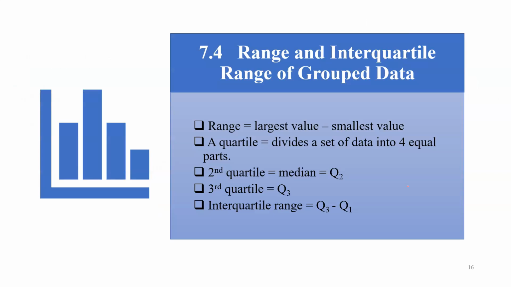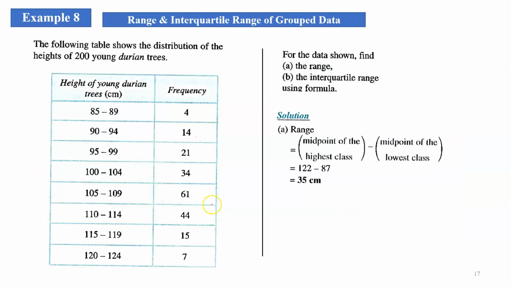Okay. Then we move on to the range and interquartile range for group data. This is for group data. So the formula is still the same. You have this one, you have this one, Q2, Q3, and interquartile range. Still the same. Okay. Just that the data is group data. Group data maksudnya yang ada dash-dash macam ni lah, yang ada selang. So you start with 85 until 8.